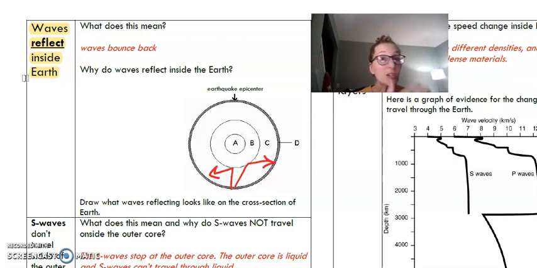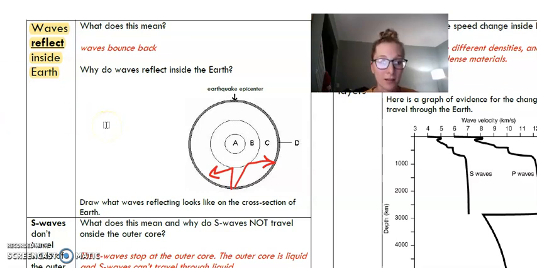You have a reflection because the light waves are coming in, they hit the mirror and they're bouncing back. And that's how you can see something in a reflection, because the light is bouncing off of it and bouncing back. Earthquake waves do the same thing, just like sound waves. An echo is a reflection. So the waves are bouncing back.